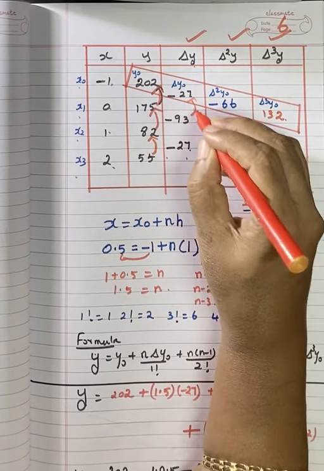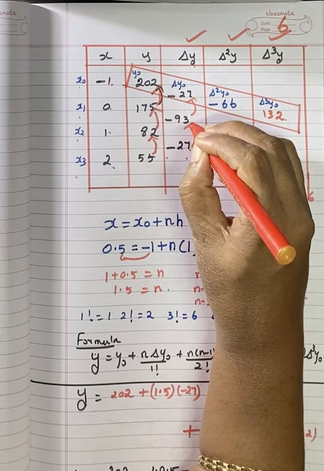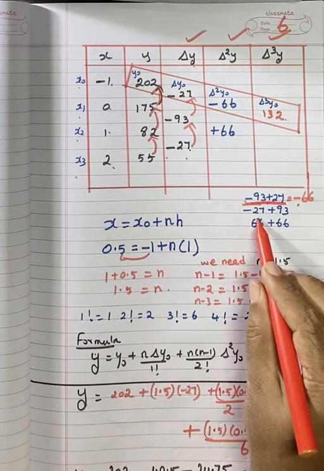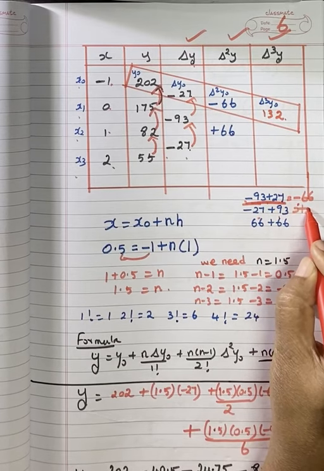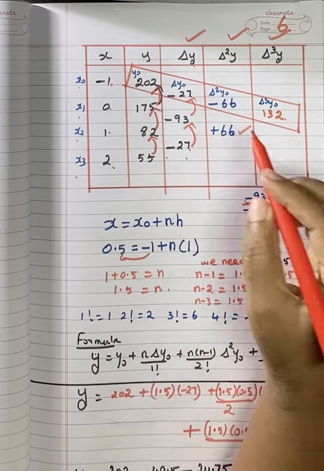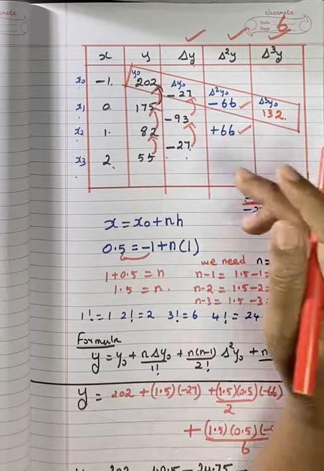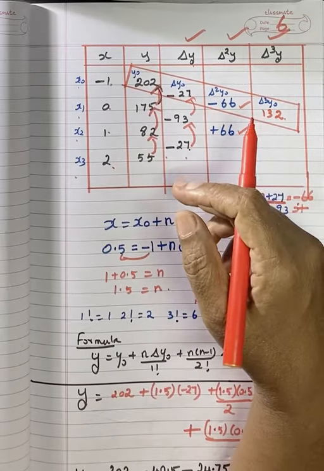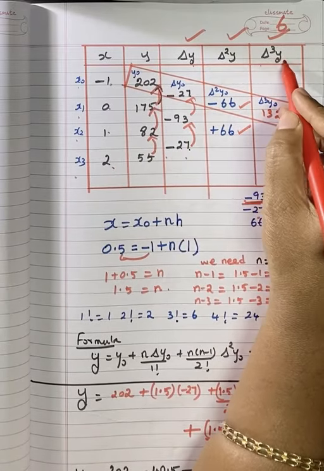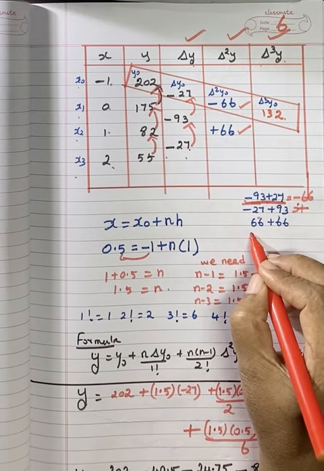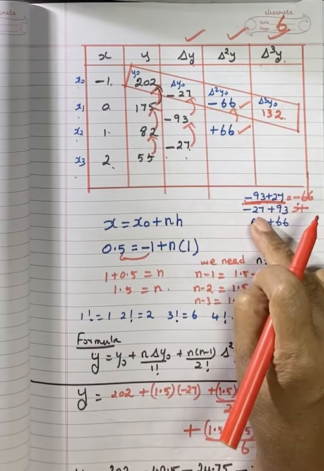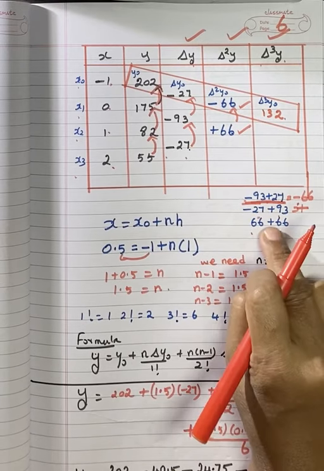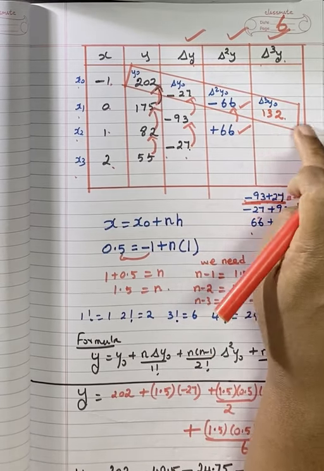Next, minus 27 plus 93, bigger number sign, it is plus, difference is plus 66. No other number to subtract. So I'll go for delta cube y. 66 minus minus 66, so it will become plus 66, that is 132.